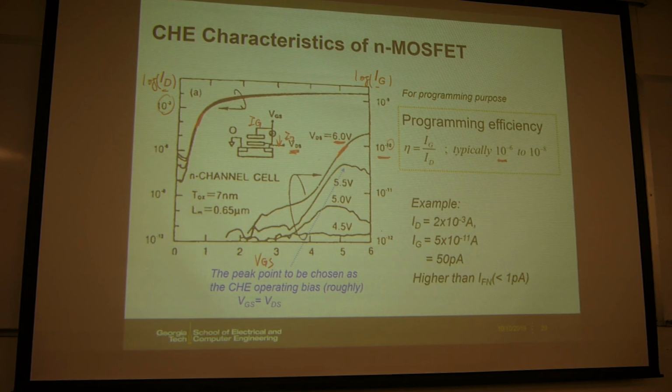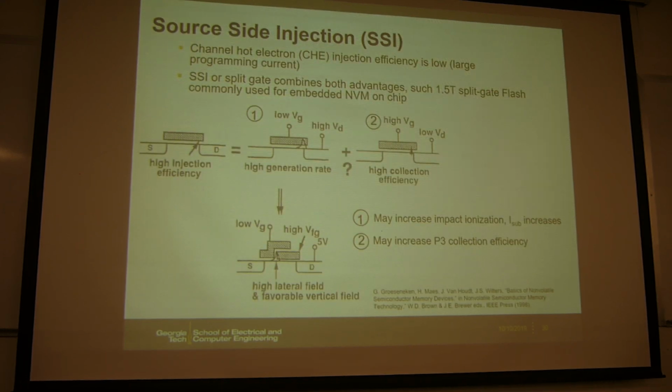So any questions here? Okay, so then just a few more words. We say that the channel hot electron injection efficiency is low, and we need a large programming current. The ID is large, but IG is small.